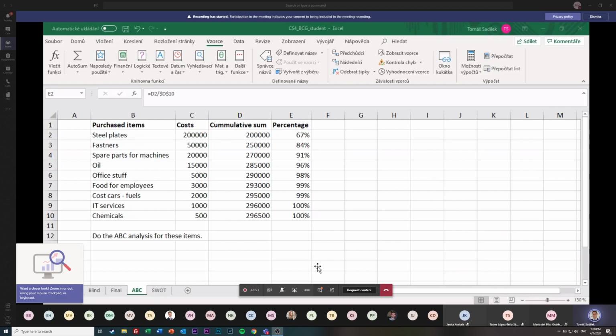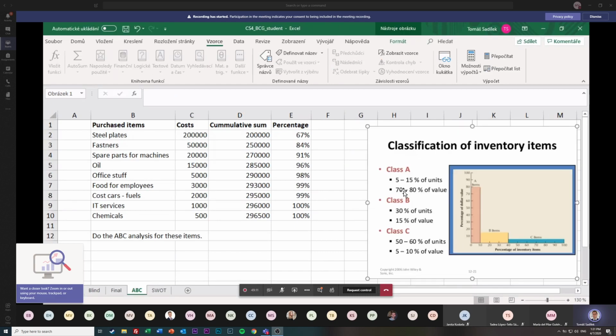So if you remember, the class A typically takes around 70 to 80% of value. Okay, so we can see that up to 70 or 80 in our example is just the part about these steel plates. So we can track the steel plates by some red or orange color.